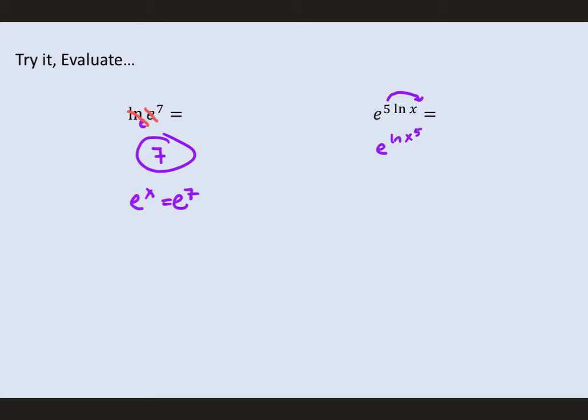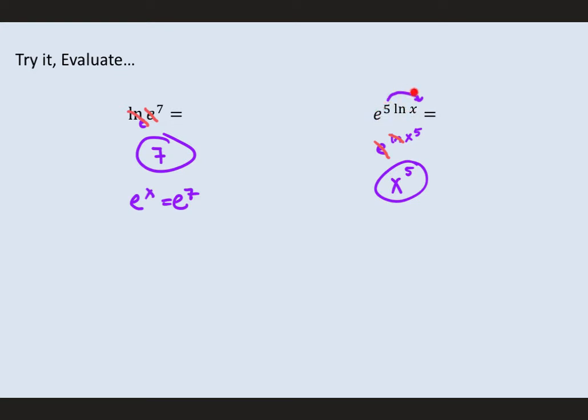Now the log base e, the ln, and the e can cancel each other out, which will leave us with just the x to the 5th, which is our answer here. So the main idea is that if you have an ln and an e in the same thing, they can cancel each other out. They're inverses of each other. E and the natural log are inverses. Here, e and the natural log were inverses as well.